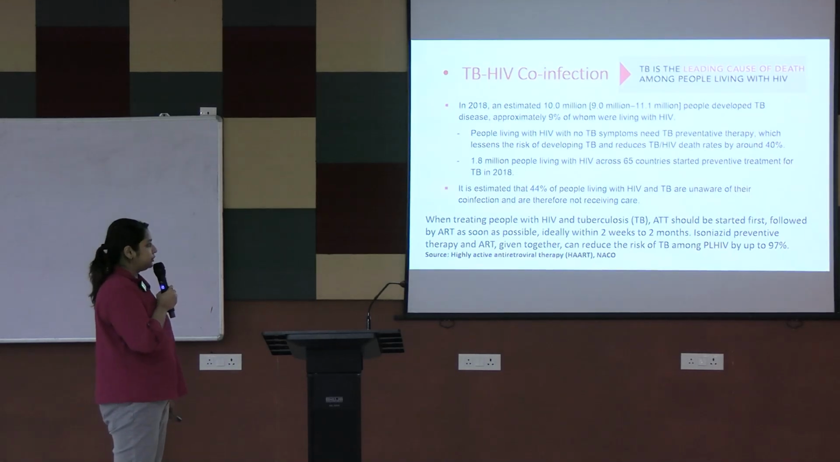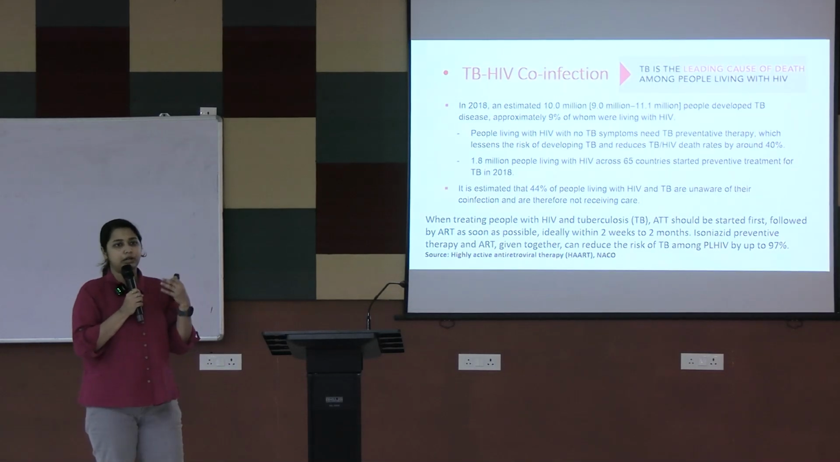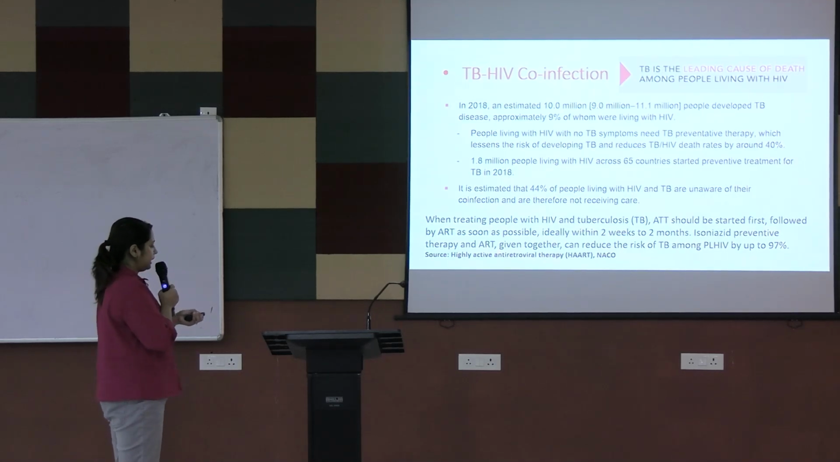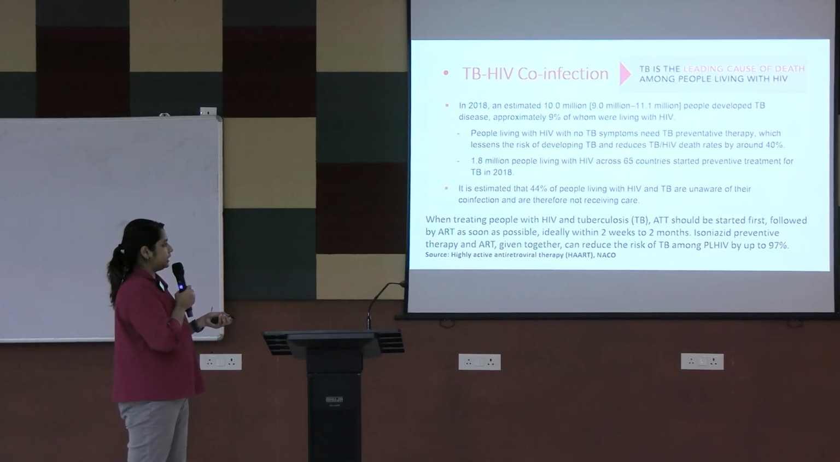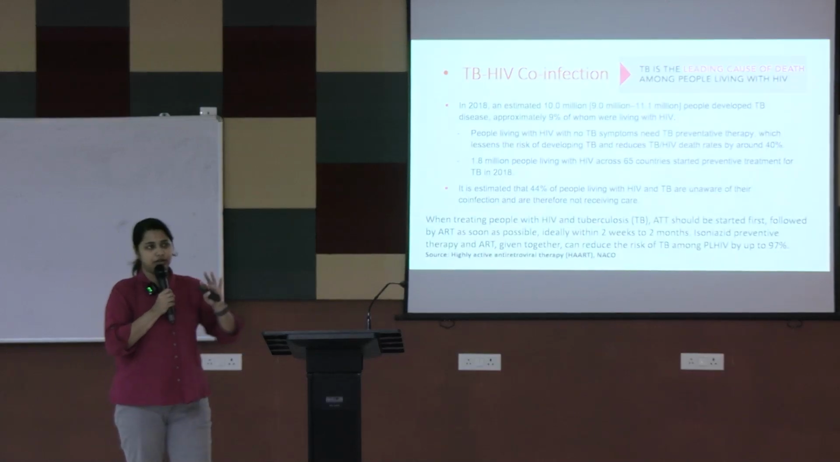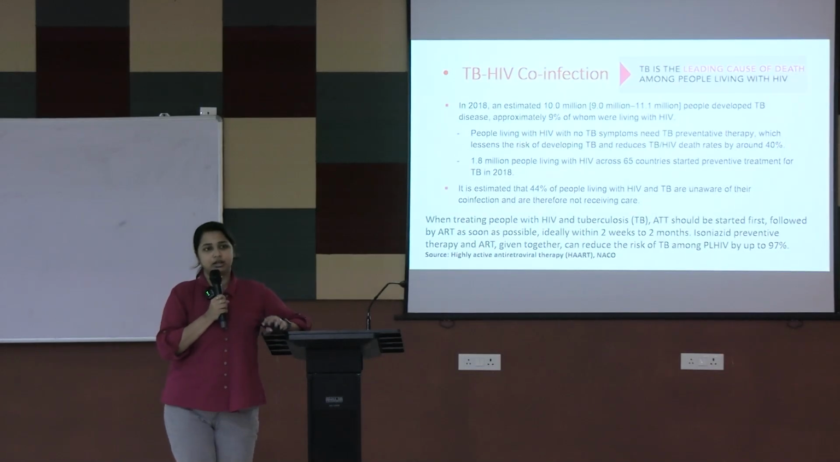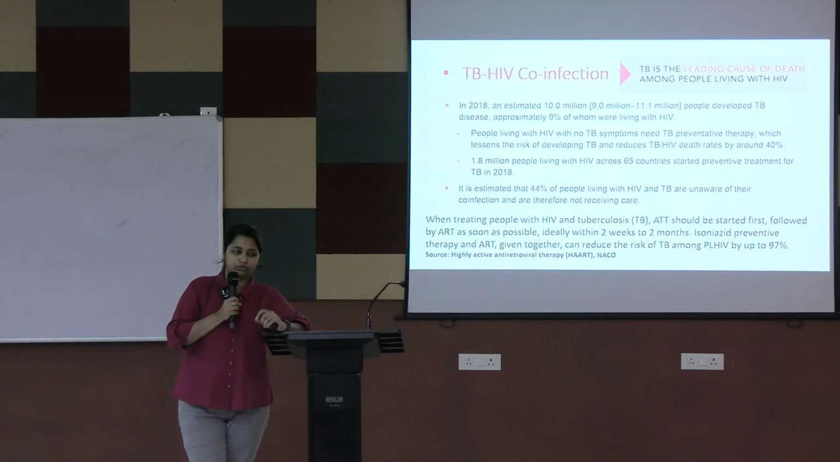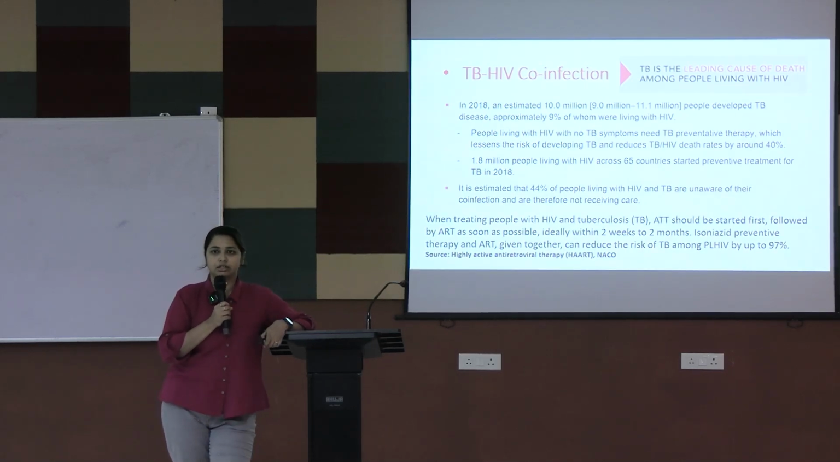And if you want to reduce the risk of development of TB in HIV patients, you give isoniazid preventive therapy and ART together. So they can reduce the risk of developing TB among the PLHIV up to 97%. So once you have a patient detected with HIV, but he or she doesn't have TB yet, you start isoniazid preventive therapy to prevent the development of TB in that patient. Okay, because contracting TB will increase the likelihood of mortality by much more.